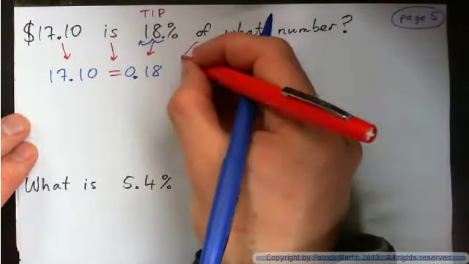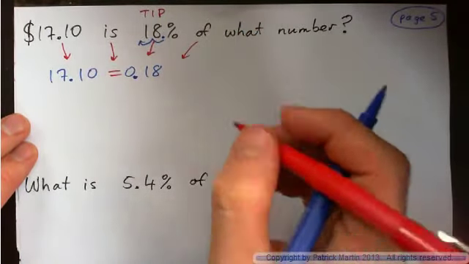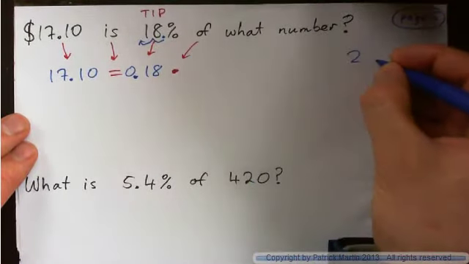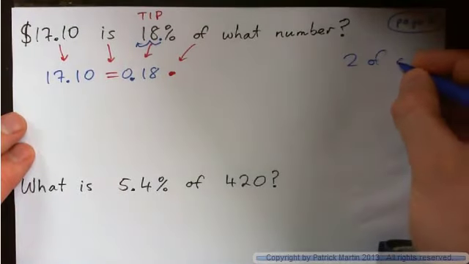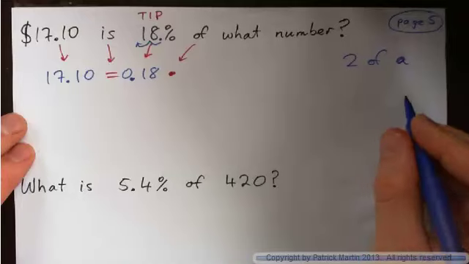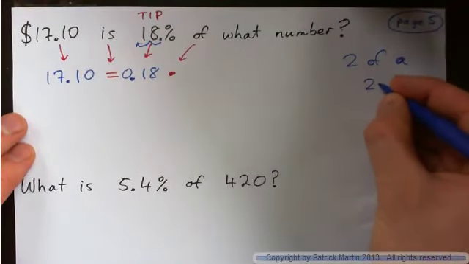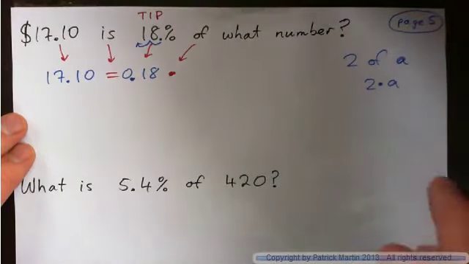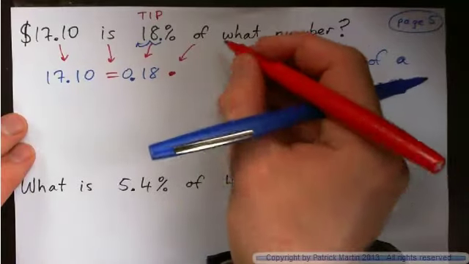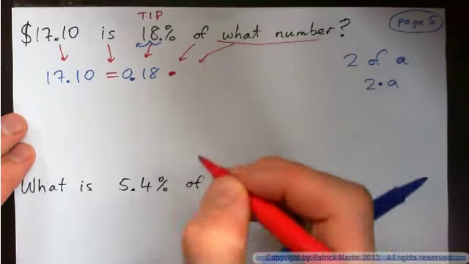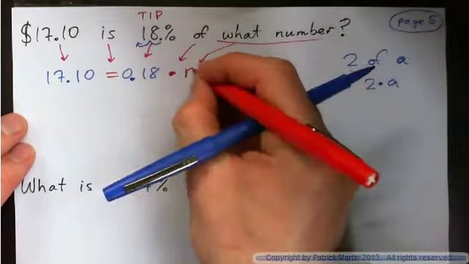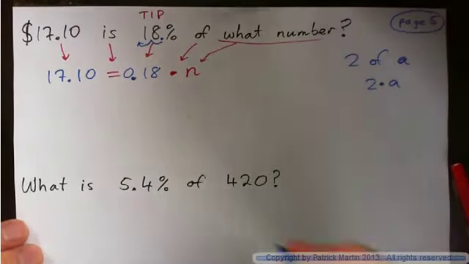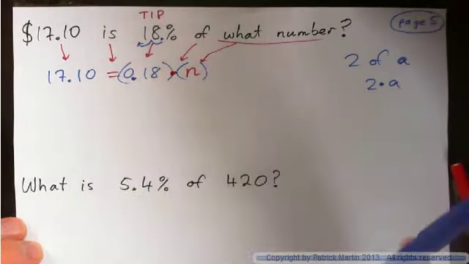Of, what's of? Of means multiply, right? It's kind of like, if you remember, 2 of those apples is like saying I want 2 times an apple. Of means multiply. 18% of what number? How can you write what number? N, or X, or A, or B, or whatever letter you want. So I have 0.18 times N.